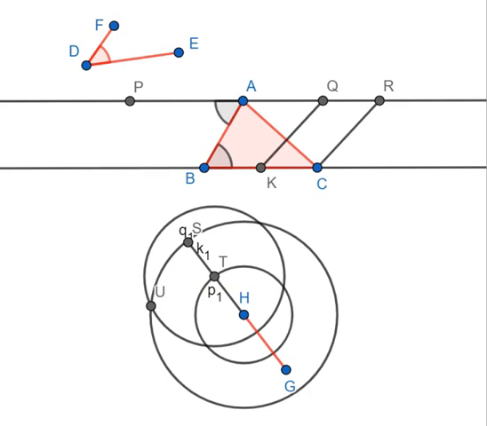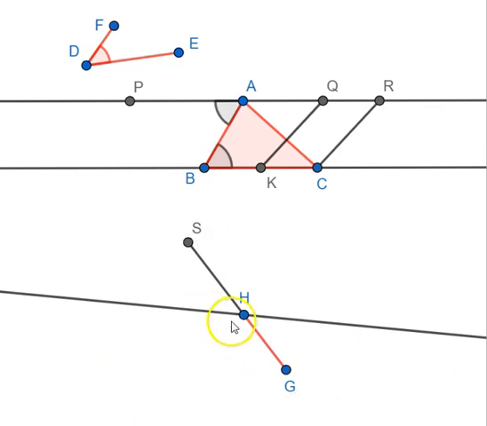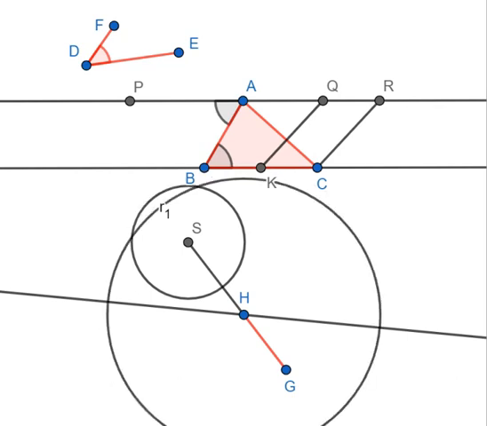So let's form the line by connecting H and U. Now, we don't require these circles now. We need only this. Now, keeping S as the center and KC as the radius, we draw a circle. Okay. Now, keeping H as the center and KR as the radius, we draw a circle.